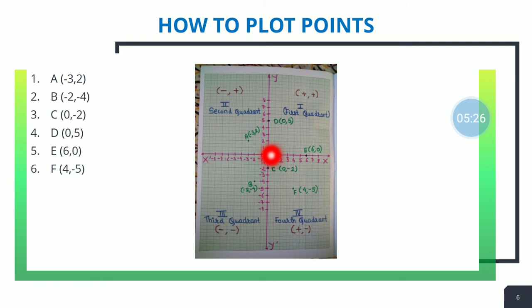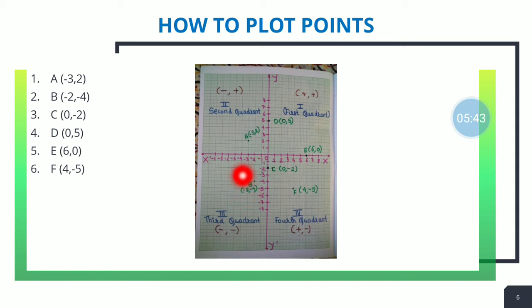X is minus 2, so it lies on the left of the y-axis. Here y is also negative, so I have to move down towards minus 4 units. So my point lies over here, B: minus 2 comma minus 4.